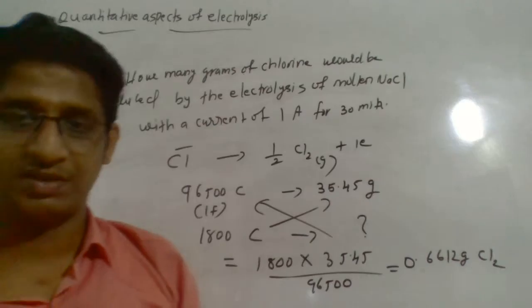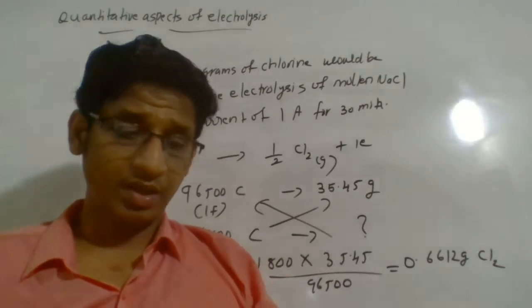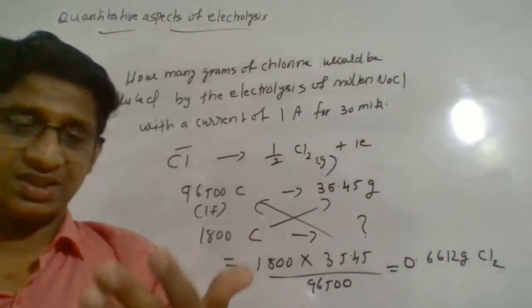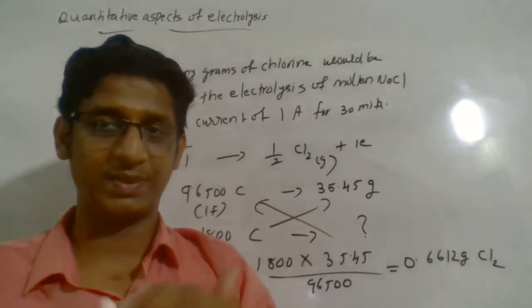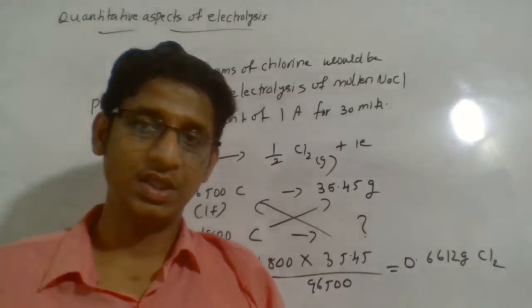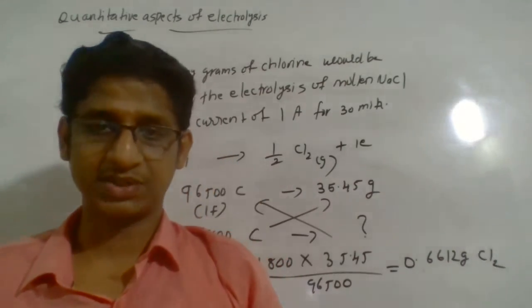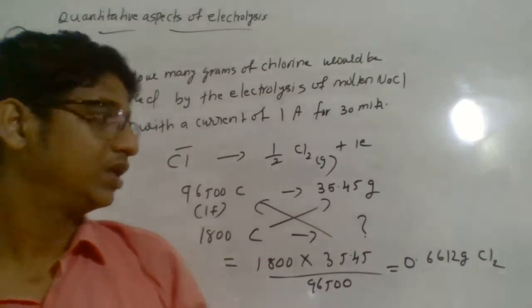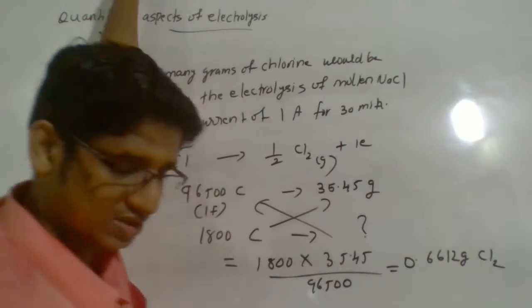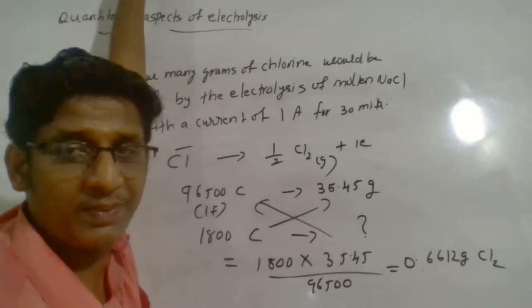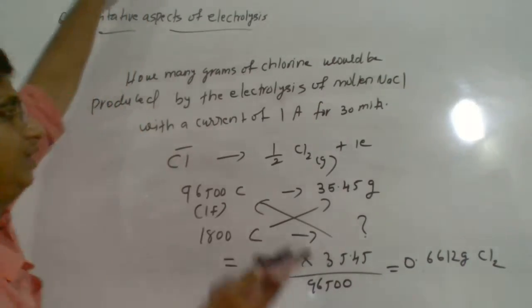Always understand only one point. The amount of substance deposited or liberated is always proportional to the quantity of electricity passed through it. When you stop electricity, the substance formation always stops. So that is one problem. You all know sometimes it will be asked, so you practice like this.